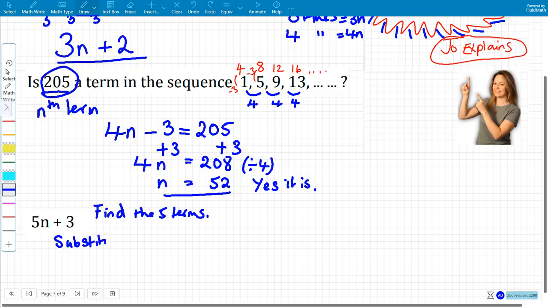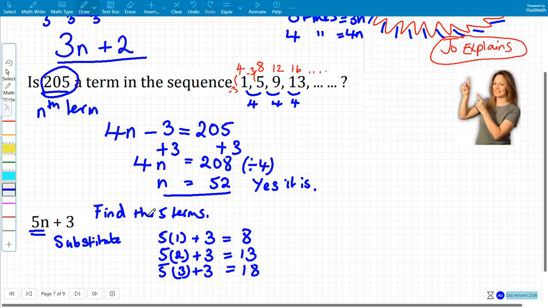So substitute in 1 first, so it would be 5 times 1 plus 3, which gives us 8, so that would be our first term. 5 times 2 plus 3, which gives us 13. And what you might start to notice now is the difference between the numbers is 5, and that's because it's the 5 times table, 5n.